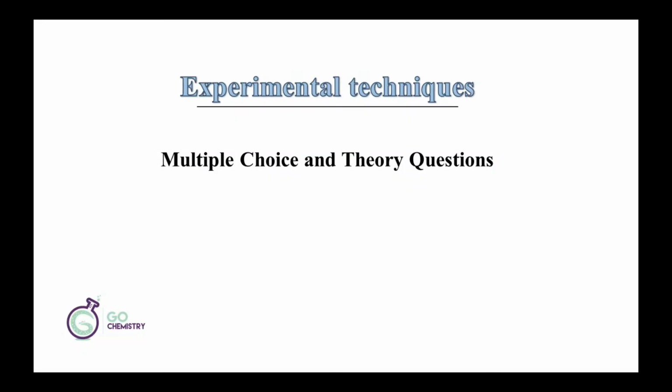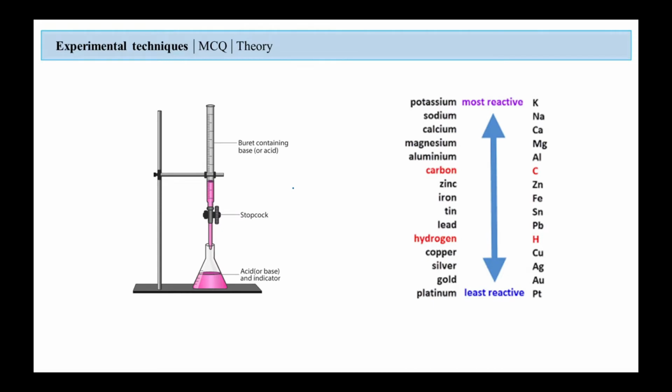In today's video, we will be covering multiple choice questions and theory questions for the second chapter of the IGCSE chemistry, the experimental techniques. Before starting giving answers for the questions, I will be giving here an overview about the titration technique and I will be talking about the reactivity series for the metals.